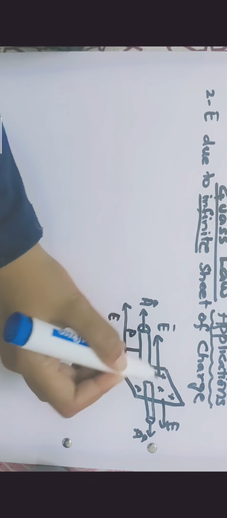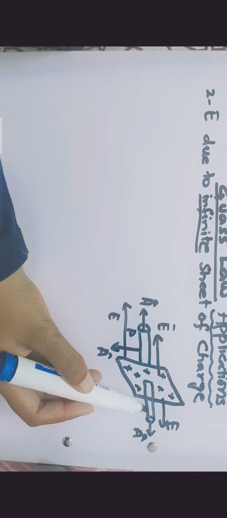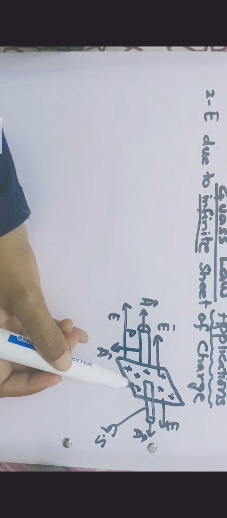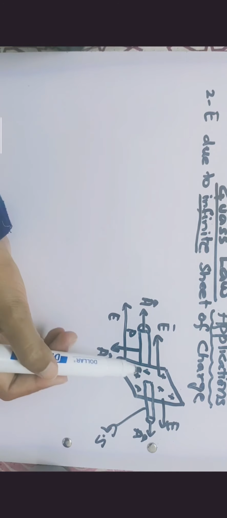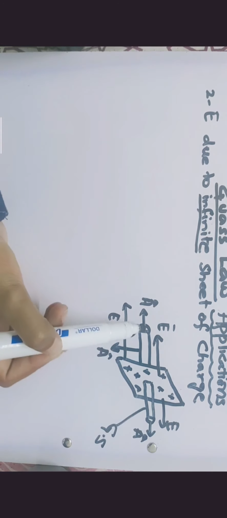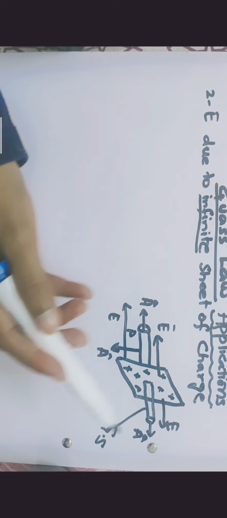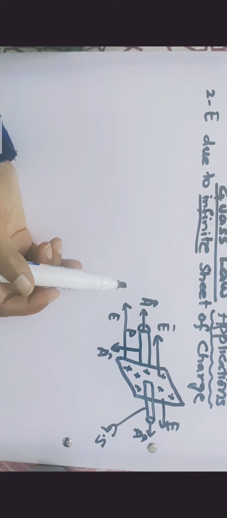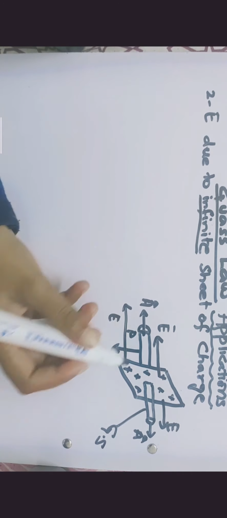So we have taken a finite portion of an infinite sheet carrying a positive charge, and we have drawn a Gaussian surface in cylindrical form. It has two end faces and a curved side, where the two end faces are flat. We have to determine E at this particular point P.